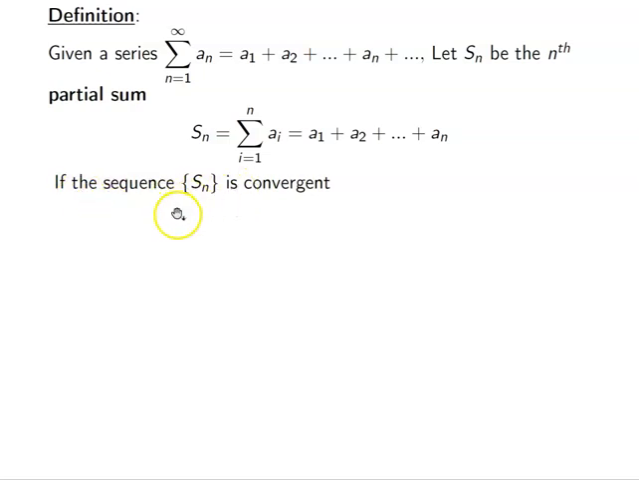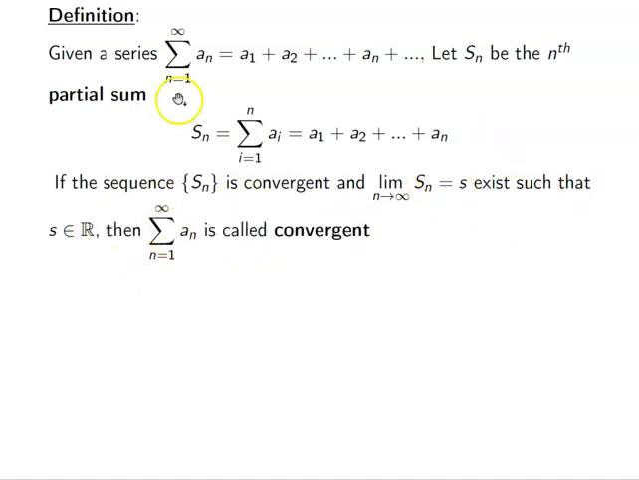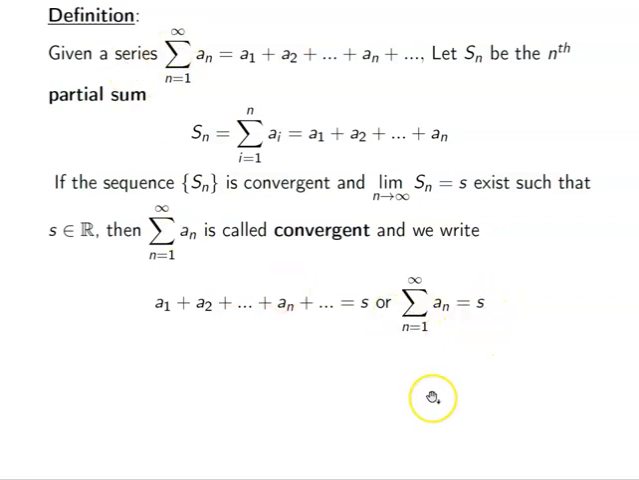If this sequence of partial sums is convergent, and the limit of my partial sums as n goes to infinity equals what I'll call small s, such that this is a real number, then my series is called convergent. We write that the sum of all of my terms equals little s. Basically, it's saying that if I add all these things up and it doesn't go to infinity, it goes to a value, a real number, then it converges to that value.